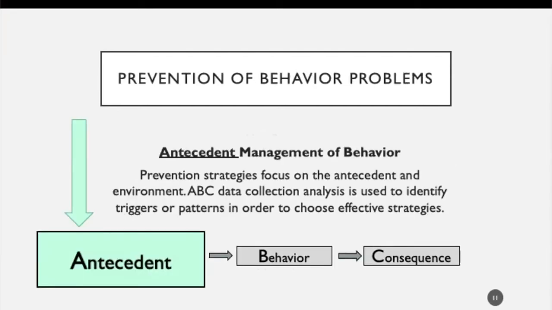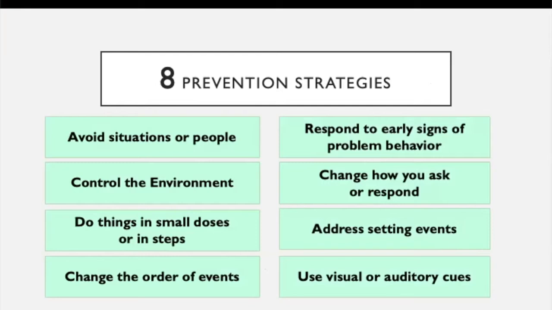So today we're going to focus all on the antecedent. Prevention strategies are applied before a behavior is occurring. We also call this antecedent management of behavior. So we look at these different antecedents to identify a possible trigger or possible patterns so that we can choose the most effective prevention strategy. Today, we'll review 8 different prevention strategies that you can apply.